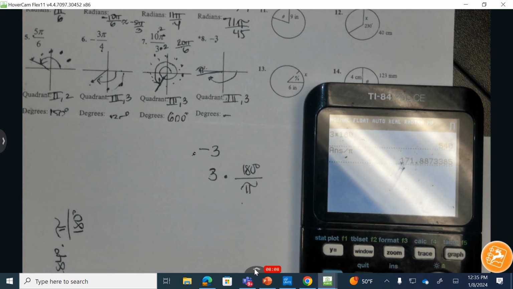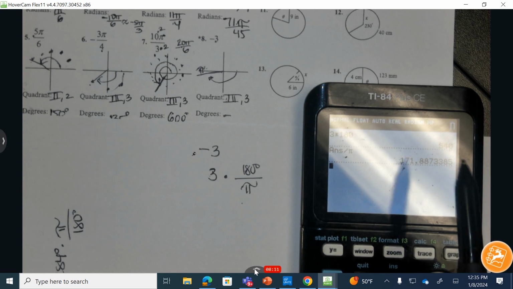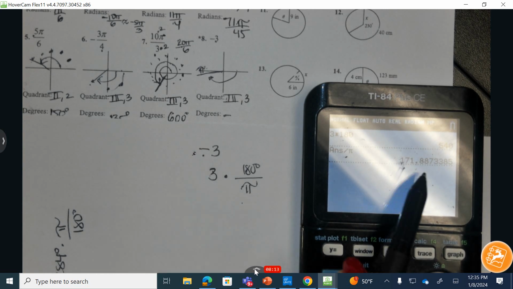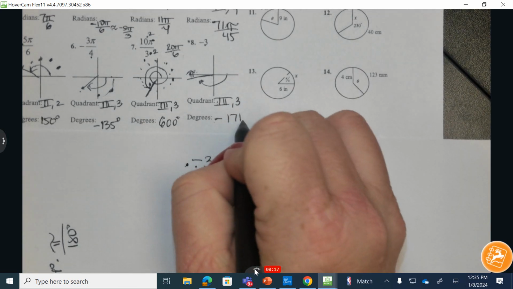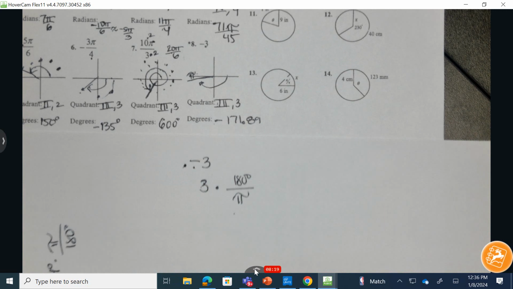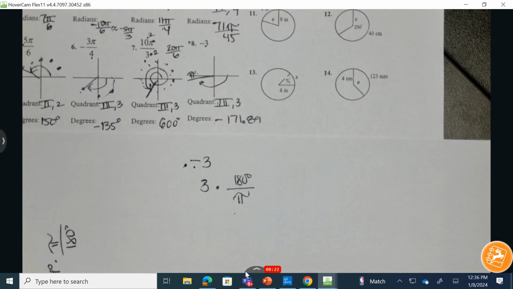And now let's round this here. Maybe we'll round it to the nearest hundredth. So negative 171.89. All right, let's look right now at 9 through 14.